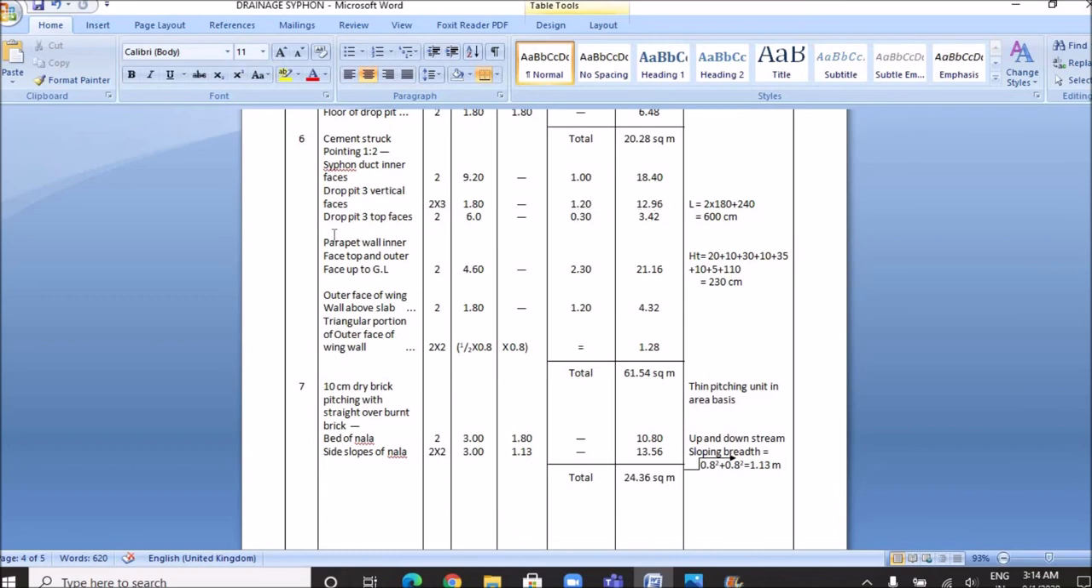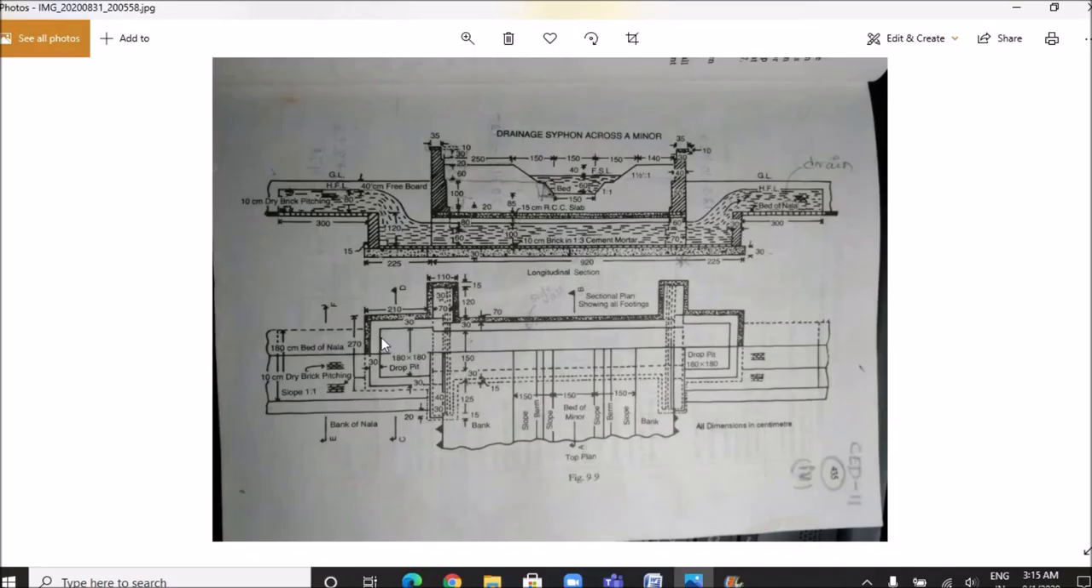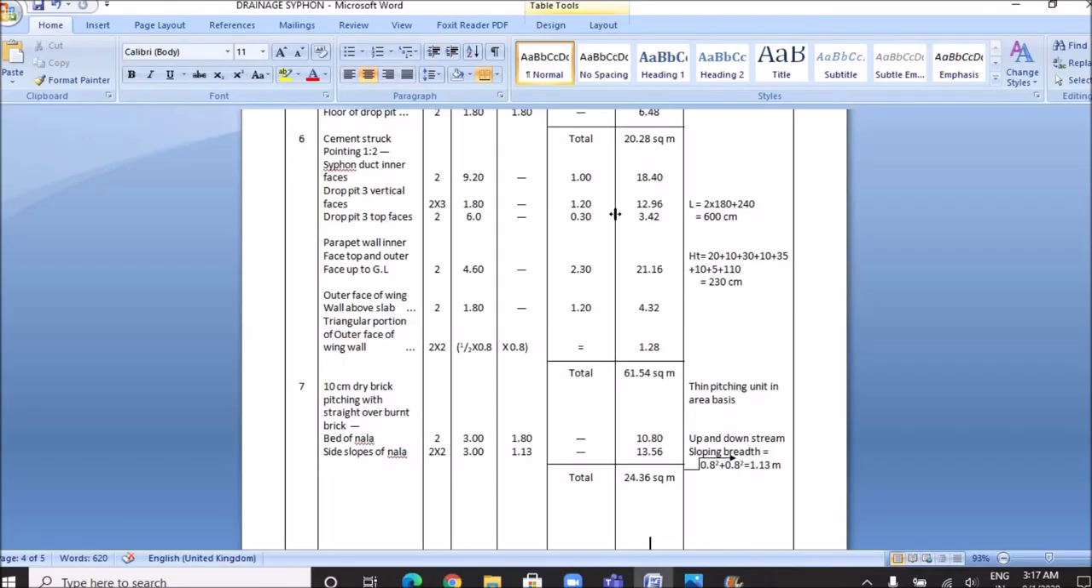Then cement pointing work is done for drop pit 3 top faces. So here the number would be 2, 1 and 2, and the length will be taken as the length of the entire perimeter here. So 180, this side 180, and this length will be 270 minus 15 minus 15, which equals 240 centimeter or 2.4 meter, and its height will be 30 centimeter or 0.3 meter. So the quantity is calculated as 3.42 square meter.